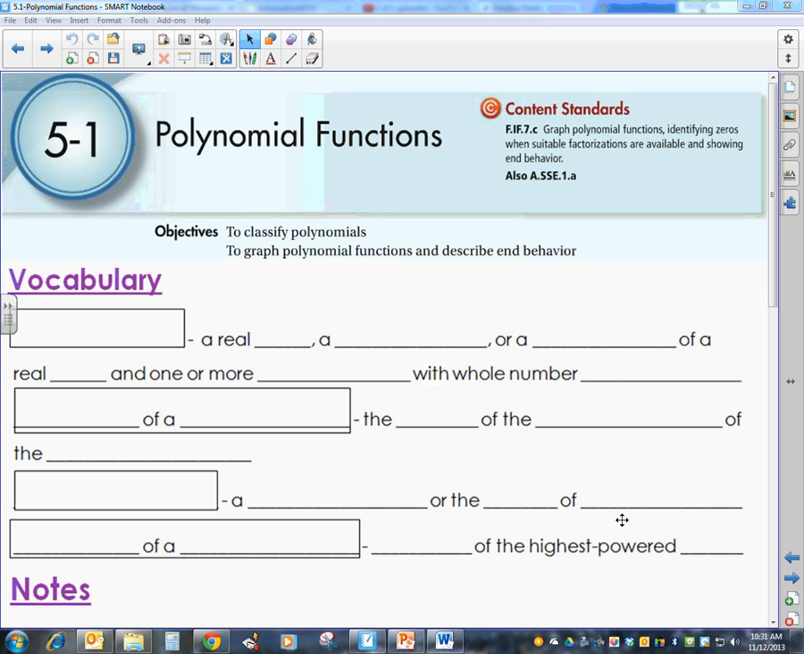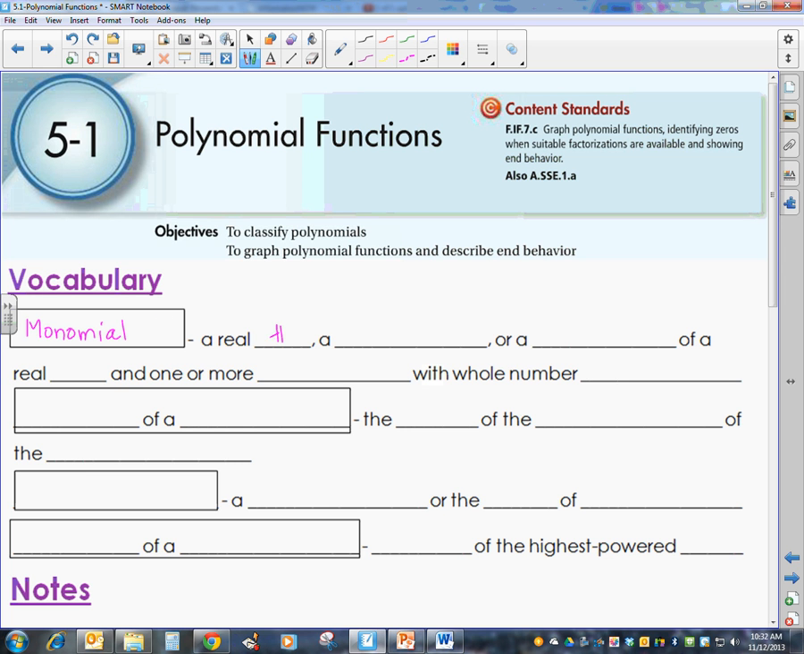Okay, today we're going to talk about polynomial functions, and we need to start off with some vocabulary so we make sure that we're all on the same page and know what we're talking about. So the first term we need to discuss is monomial.